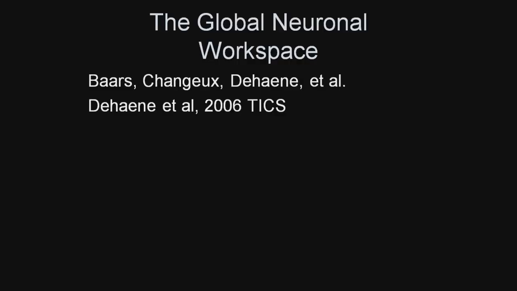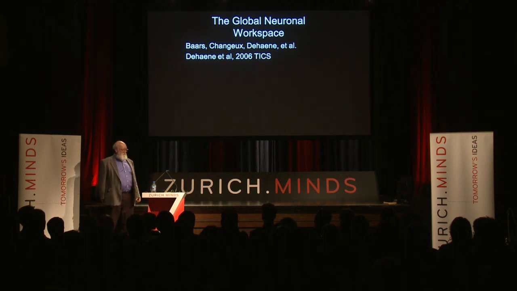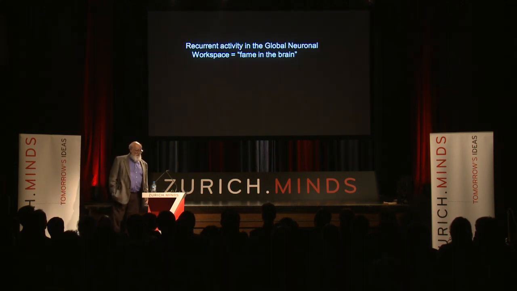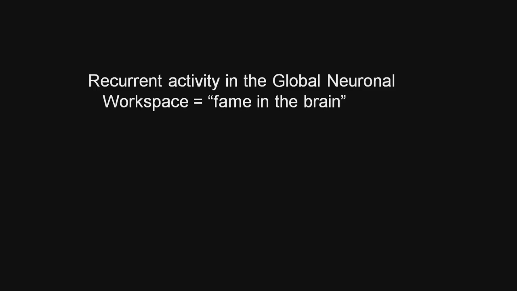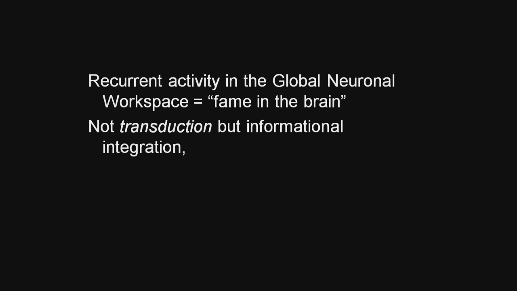The global neuronal workspace of Bernie Baars and Jean-Pierre Changeux's Stanislas Dehaene in Paris is a very nice theoretical implementation of this idea. It's what I call fame in the brain. Some neural events become more influential, they have more clout, as we say in America, and they get themselves remembered and acted upon and so forth. Those are the conscious ones. The rest are oblivious.